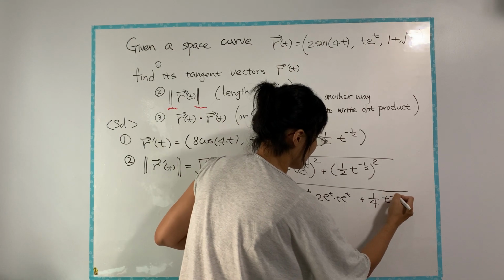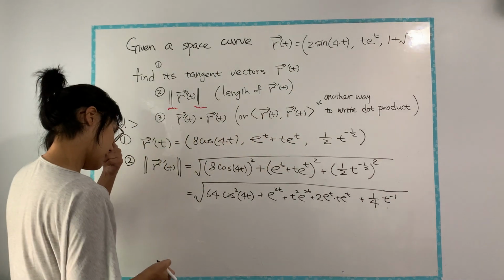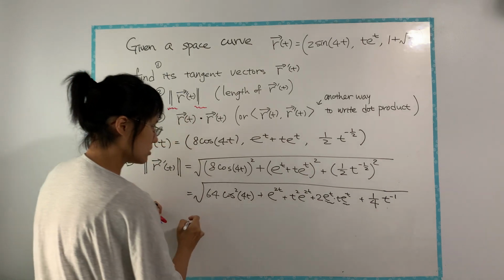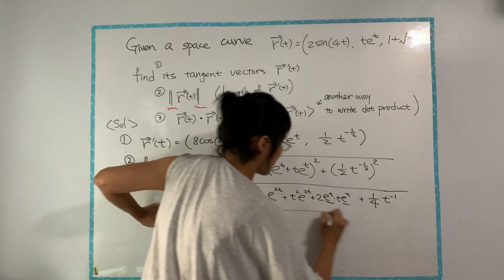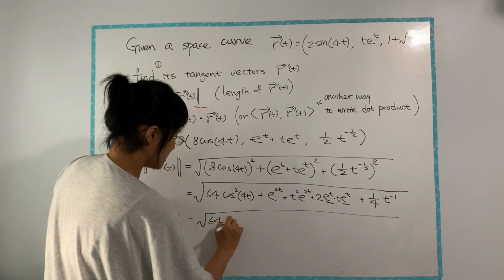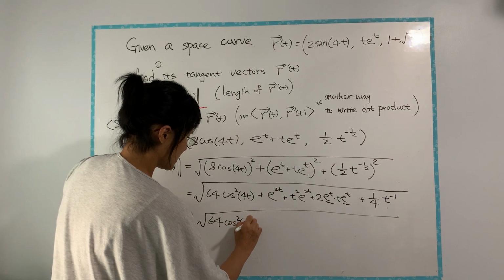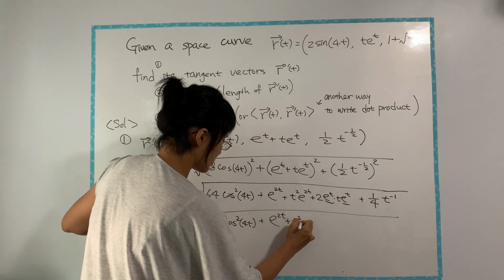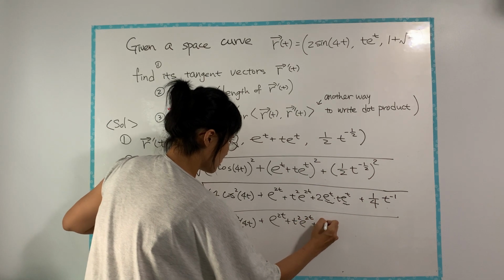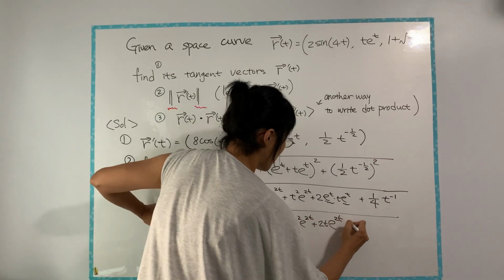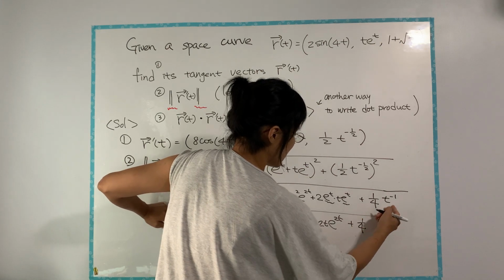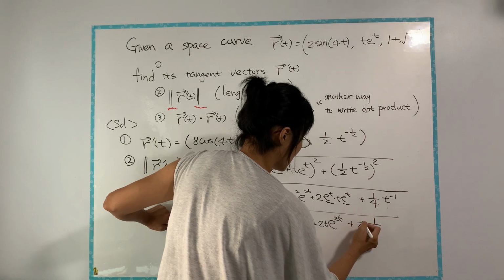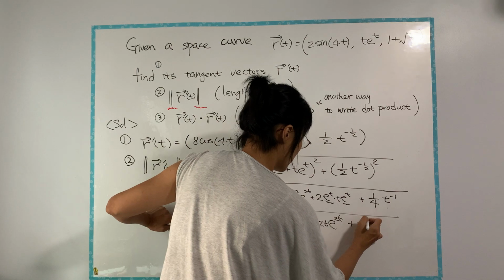t to the power minus a half squared is t to the power minus 1. So e to the t times e to the t altogether is e to the 2t. Now I have 64 cosine squared 4t plus e to the 2t plus t squared e to the 2t plus 2t times e to the 2t plus 1/4. Another expression for t to the minus 1 is 1/t, so altogether I can say this is 1/(4t).